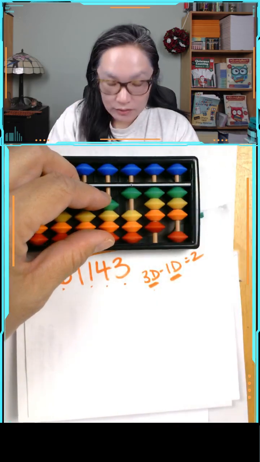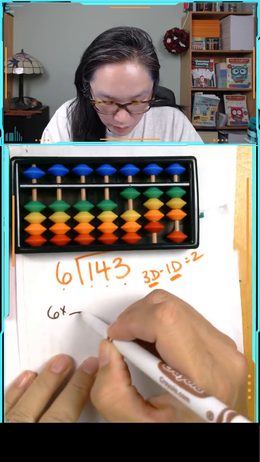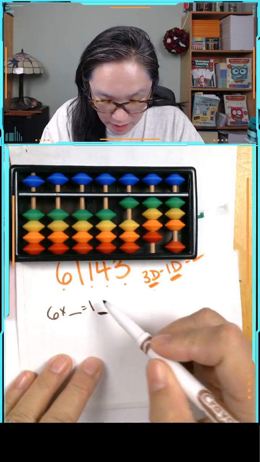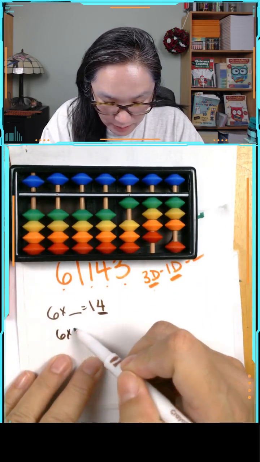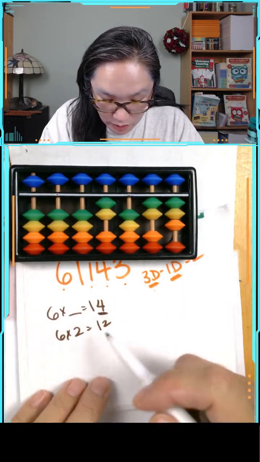And then we do it again, right? So it'd be 6 times what is equal to 1. That doesn't work. I got to make it a double digit. So it's got to be 14, right? So if it's going to be 14, it's 6 times 2 is equal to 12. So put the 2, take away 2. Okay, so we're down to 23.